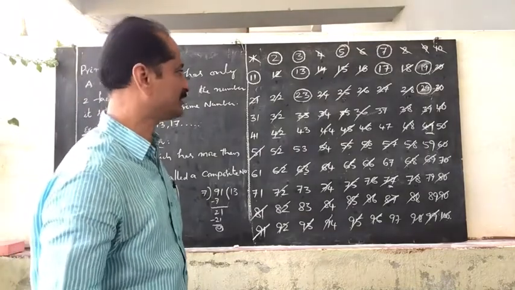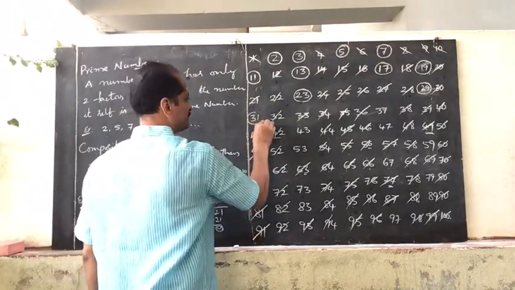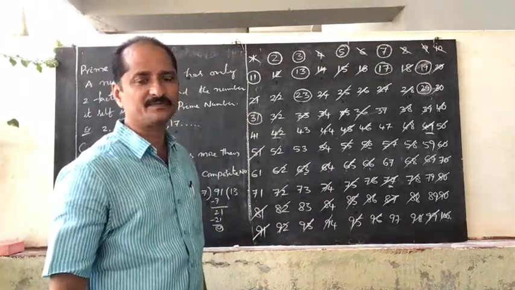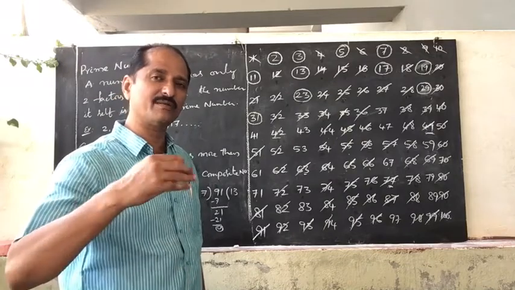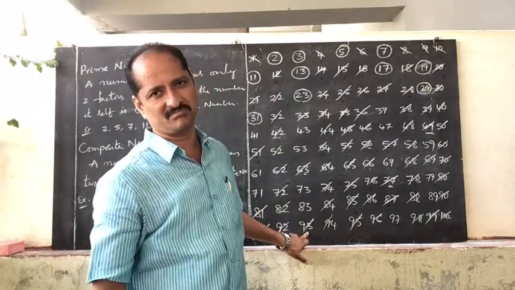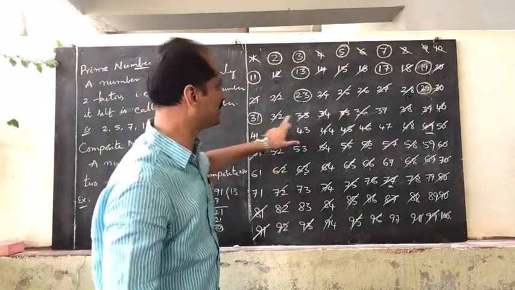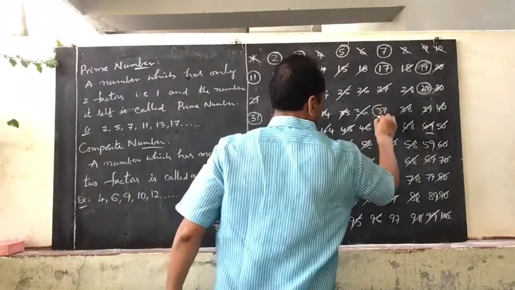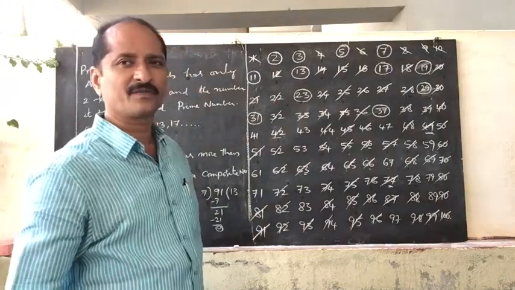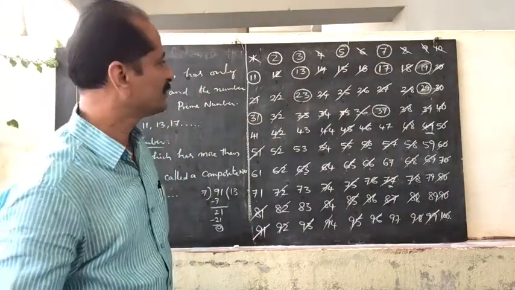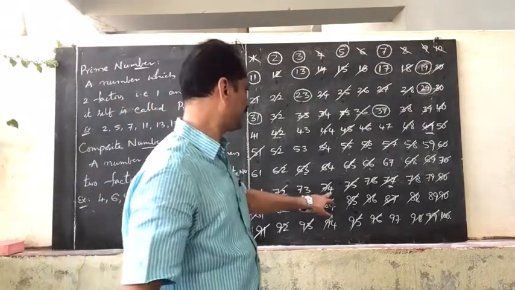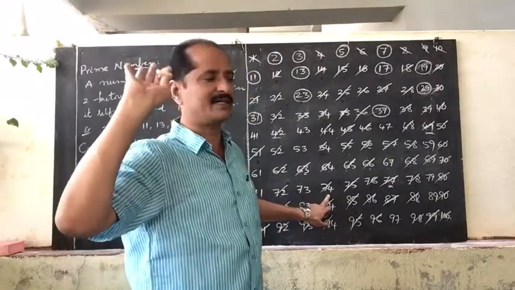Now let us see 31 to 40. So the next prime number is 31. Now strike out all the multiples of 31. 31 twos are 62, 31 threes are 93, 31 fours are more than 100, so leave it. Okay, then 31 is also completed. After 31, the next prime number is 37. So multiples of 37 strike out. 37 twos are 74. 37 threes are more than 100, leave it.